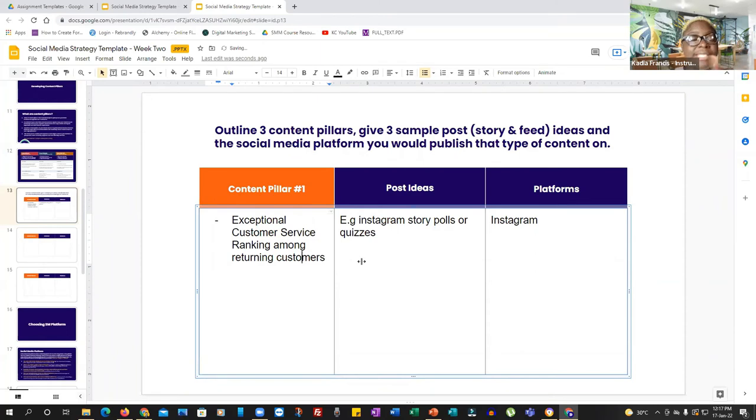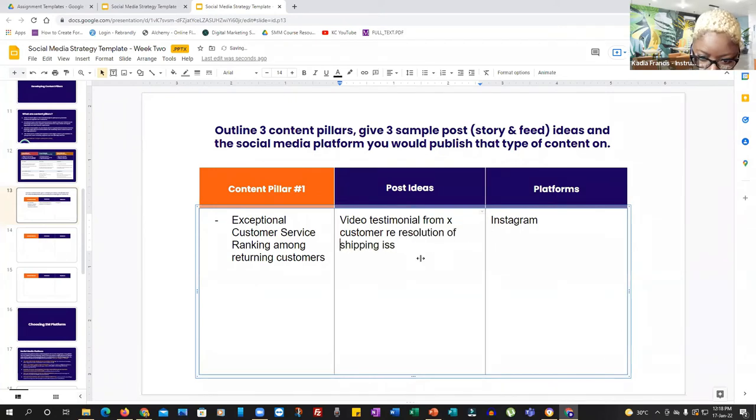Something like that. This way, your sample post could be a video testimonial from X customer. So you guys will probably have an idea of who the customer is. Say something happened, some shipping thing, and she never got her package. Re-shipping. Or resolution of shipping issue in time for holidays.